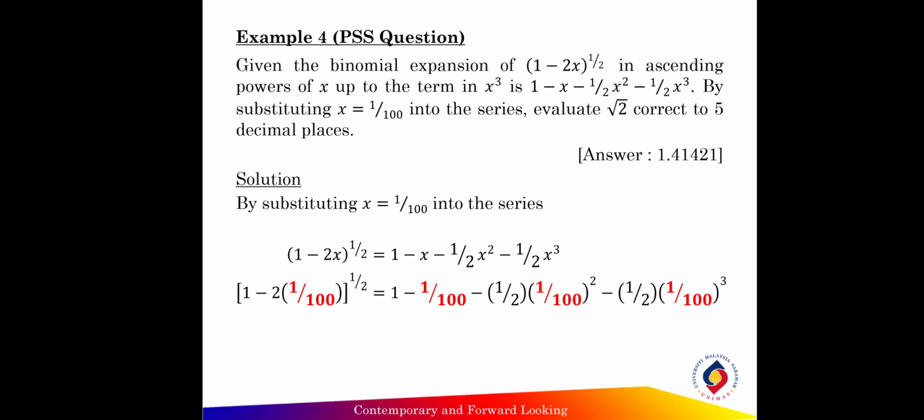Example 4 is a PSS question. You are given the binomial expansion, and they have already expanded it for you. If you look at the red color, 1 over 100 is the one that they want you to substitute into the series. Question 1 to 5 square root 2. This side you can calculate straight away, and you will get this.